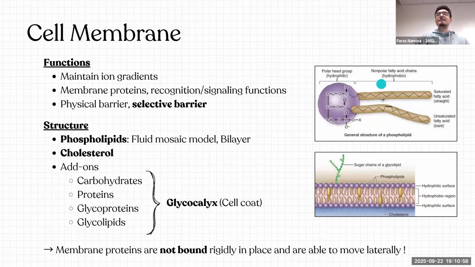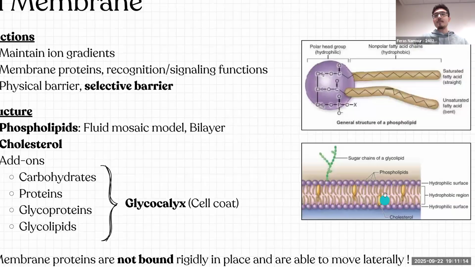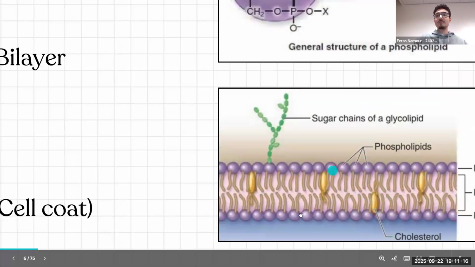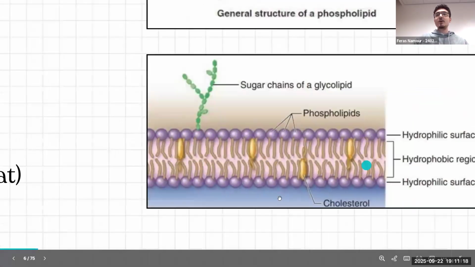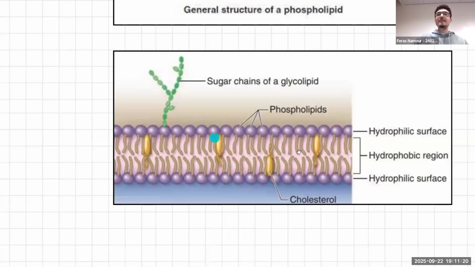So when I pair it up in my cell membrane, I'm going to form a bilayer, a phospholipid bilayer. And I'm going to have my phosphate heads facing the water and my hydrophobic fatty acid facing away from the water. So over here, I can see the bilayer of phospholipids. I can also see cholesterol spread out within the fatty acids.